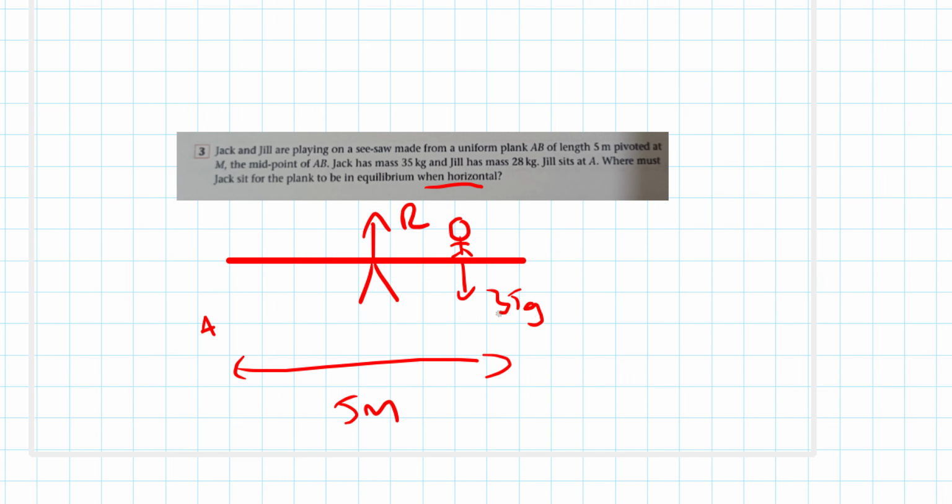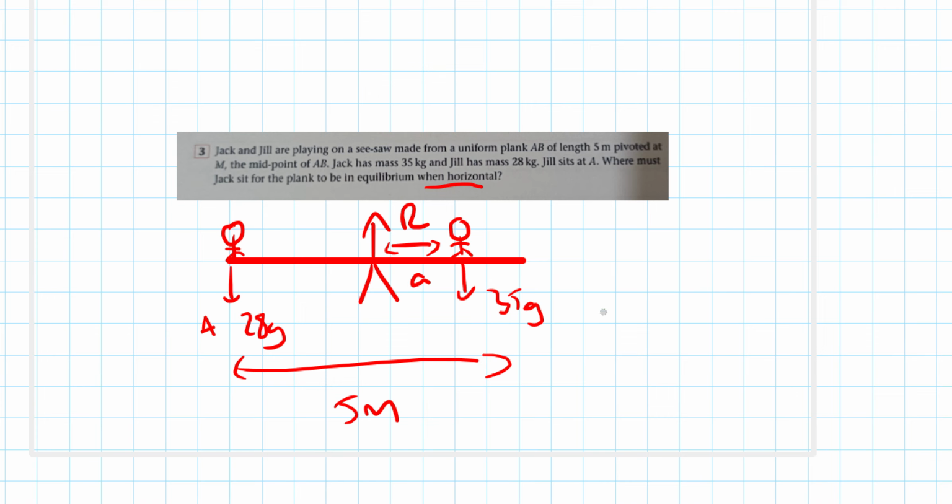Jack has 35 kilograms, and Jack is sat at some point here at 35G. Again, that's the mass, so the weight that he's acting is 35, and he's going to be some distance from the centre of the plank, and Jill sits at A, so Jill is sitting right at the edge here, and she's got a weight of 28G. Where must Jack sit for the plank to be in equilibrium when horizontal?